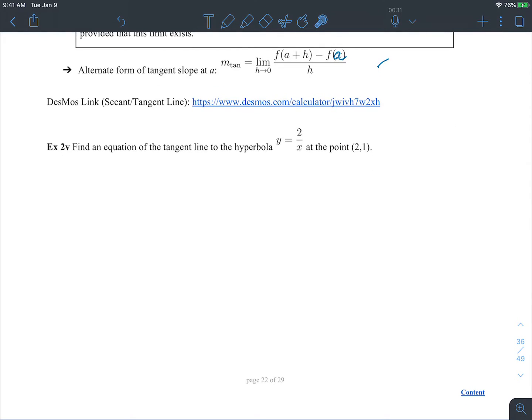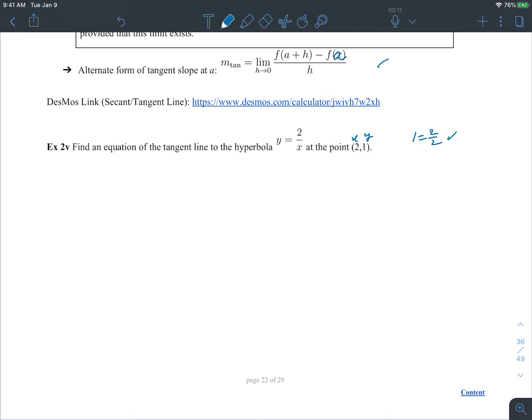It's asking us to find the equation of the tangent line to the hyperbola y equals 2 over x at the point (2, 1). Well, before we do that, let's check if it works, right? This is x, this is y. If I plug into the equation that was given to us, yep, it works. So (2, 1) satisfies the equation y equals 2 over x.